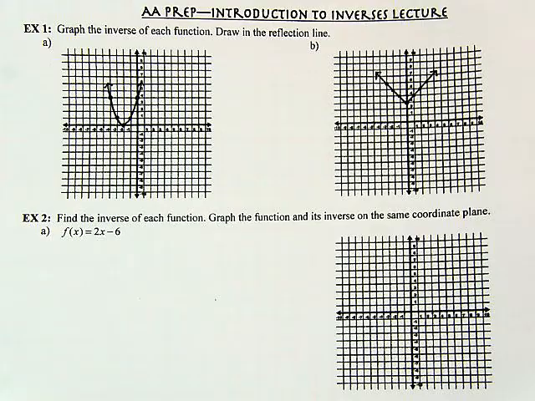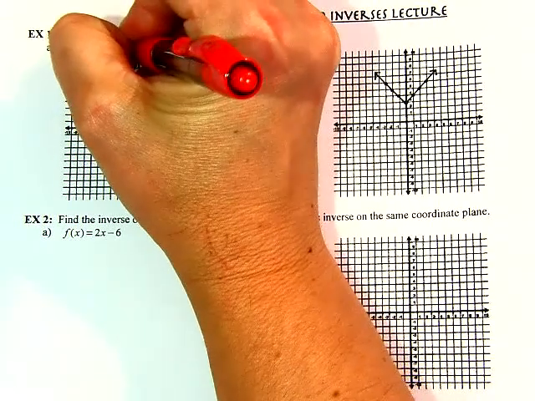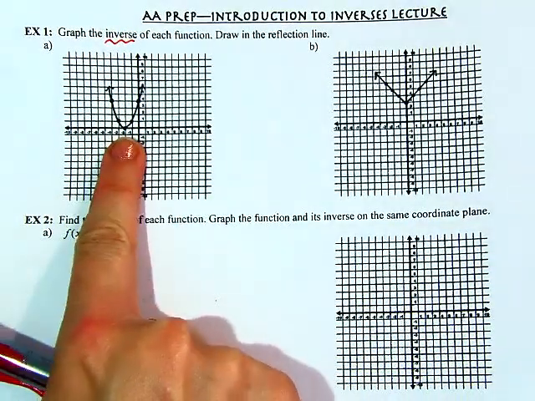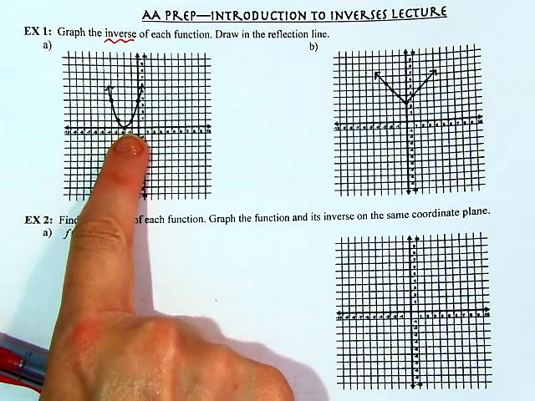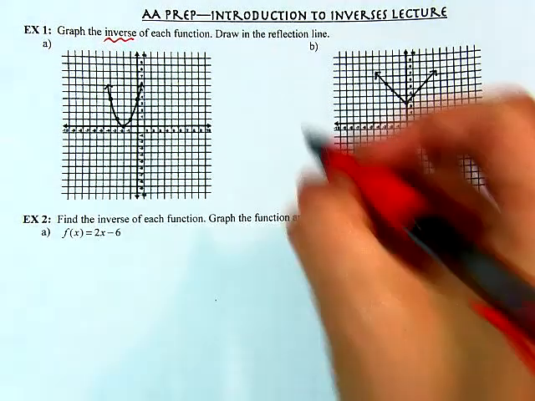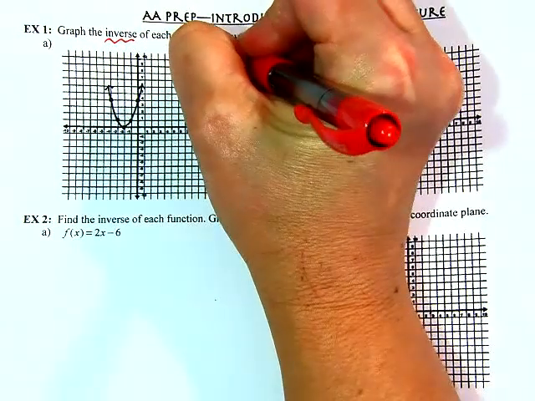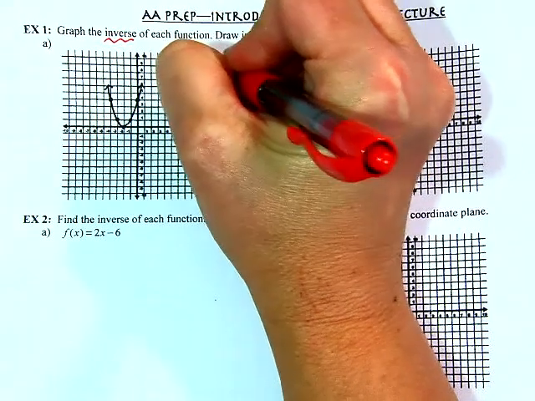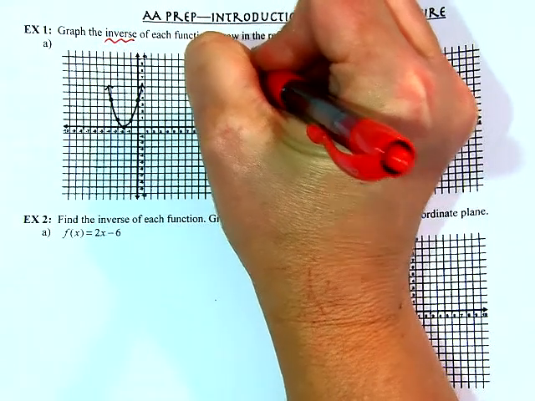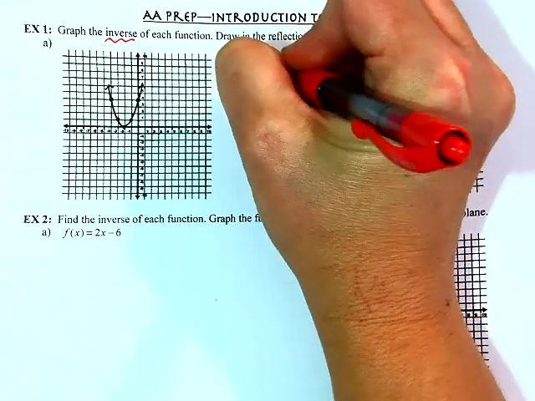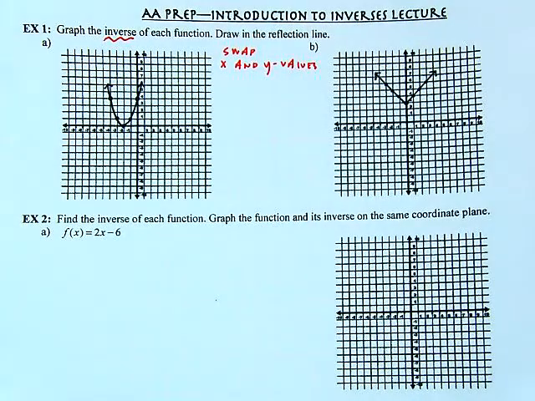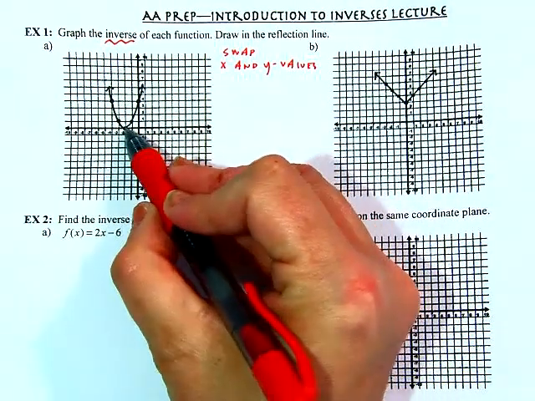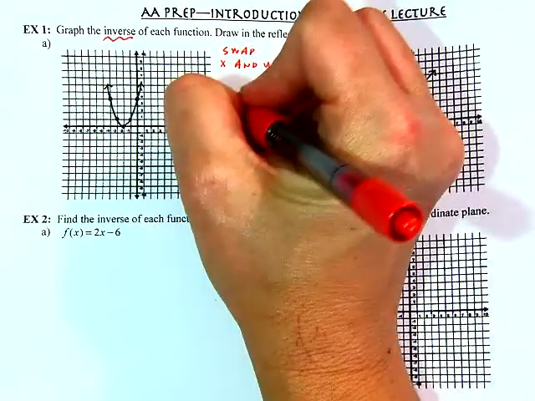So we're given a quadratic function graphed right here. It graphs as a parabola. To find its inverse, we have to swap out the x and y values. So swap the x and y values. Let's say that I look right here at the vertex. That's at -2, 0.